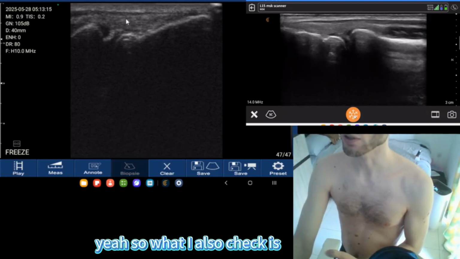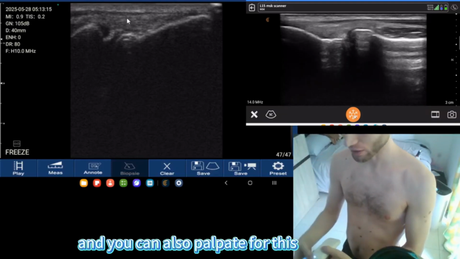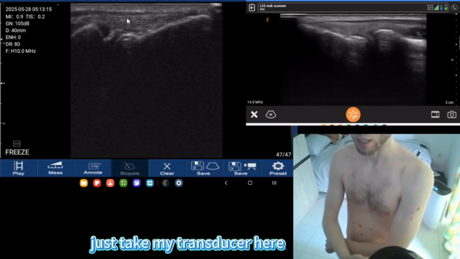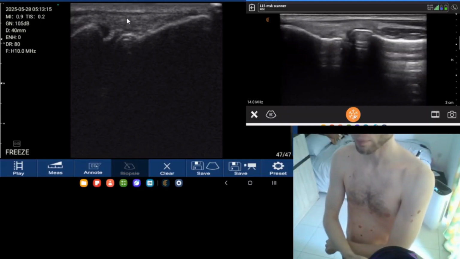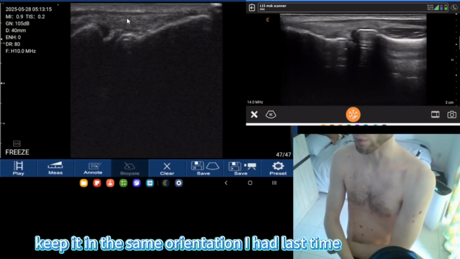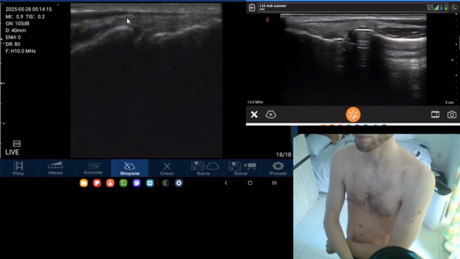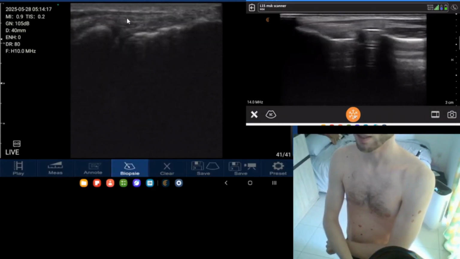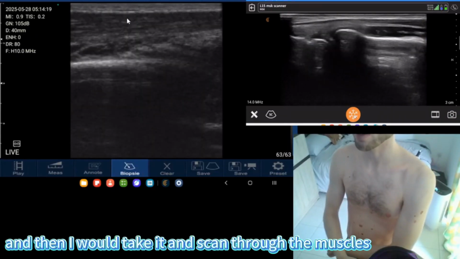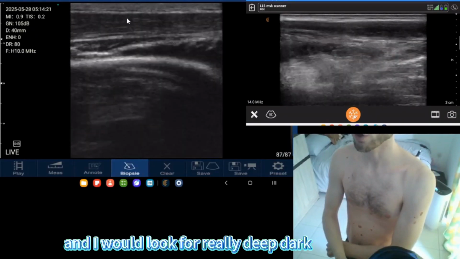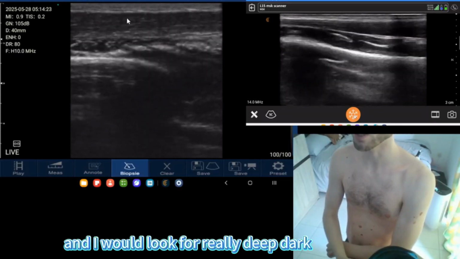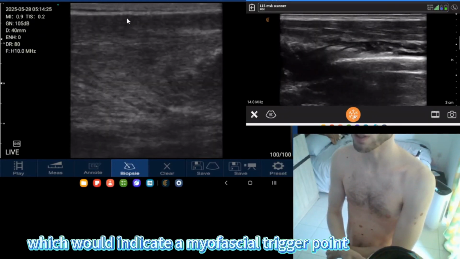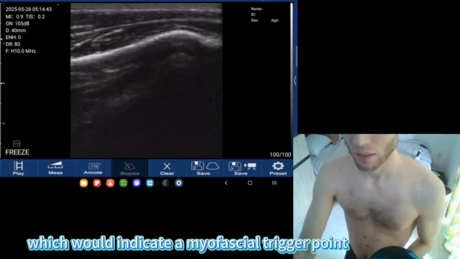What I also check, and you can also palpate for this, but I would typically just take my transducer here, keep it in the same orientation I had last time, and then scan through the muscles. I would look for really deep, dark hypoechoic sections, which would indicate a myofascial trigger point.